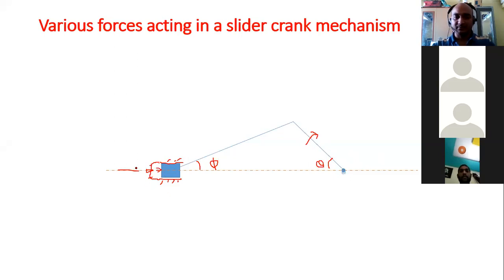So we can see the first force is piston force. Let us assume it as FP. FP is a piston force. This is the very first force, so remember this force now. When this force is applied over here, some part of this force will go here, that is, some part will go along the connecting rod.